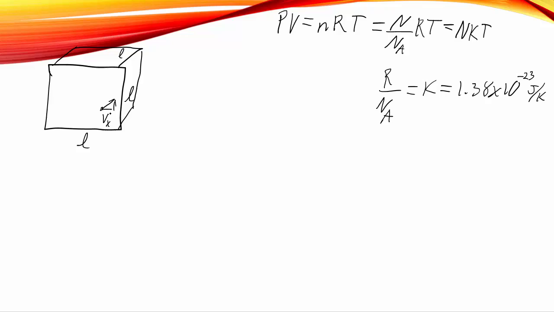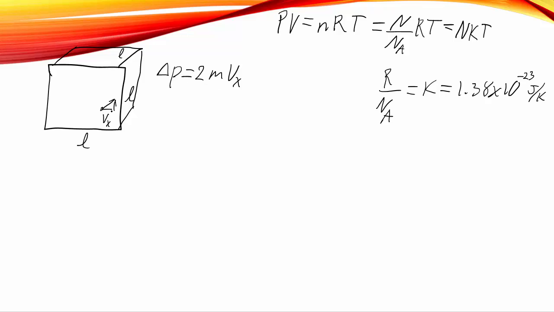When it collides with that wall, it's going to bounce off. And when it bounces off, it's going to have a certain change in momentum. If the velocity in the x direction was vx, it's going to bounce off, and now it's going to be negative vx. So the change in momentum is going to be 2 times m times vx, because you remember m delta v was our change in momentum. Our delta v is 2 times vx in this case.